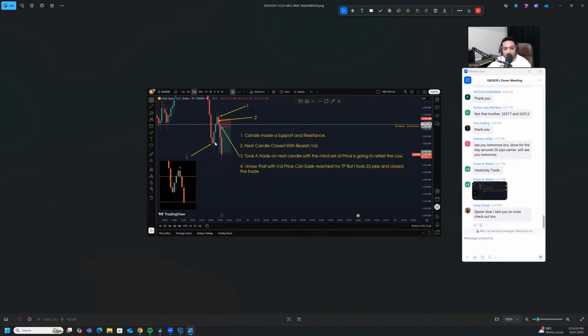Candle just created a support, it just created a resistance. Next candle created a wick, broke the low. It's a very beautiful concept that we are working on. A very beautiful and simple trade, having clean traffic, tradable range, volume time. And if you secure 23 pips, that is more than enough.